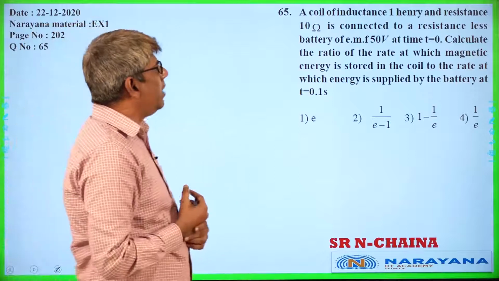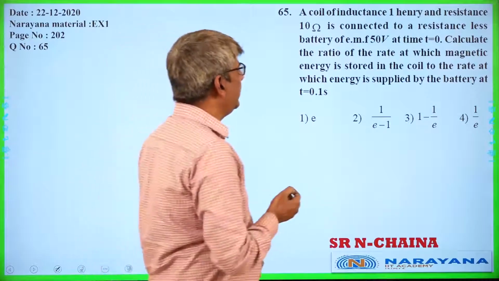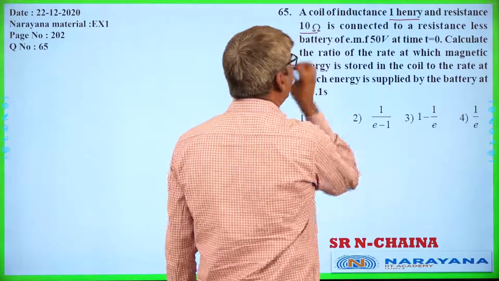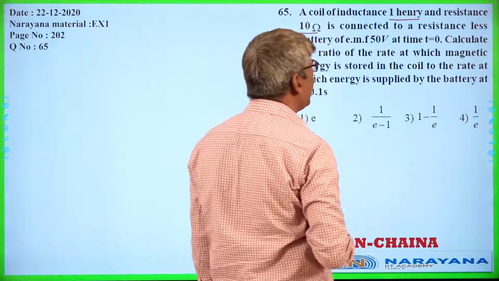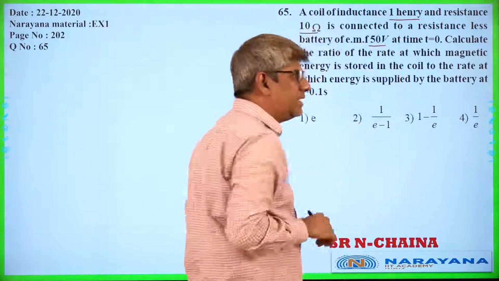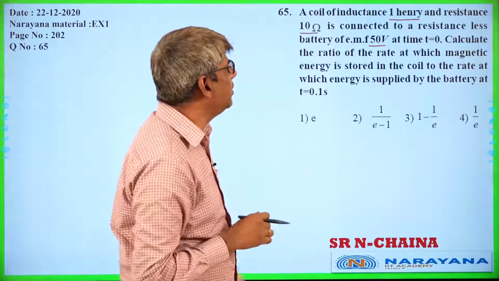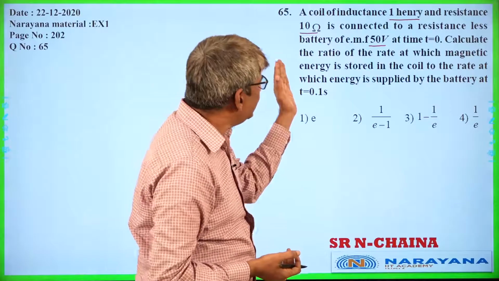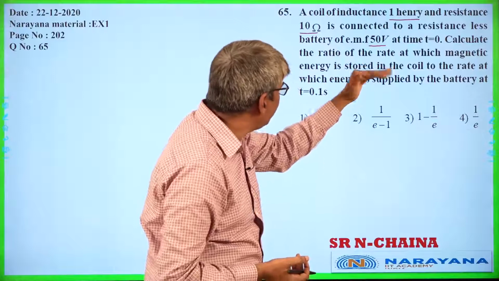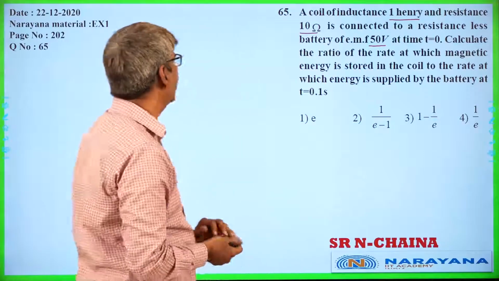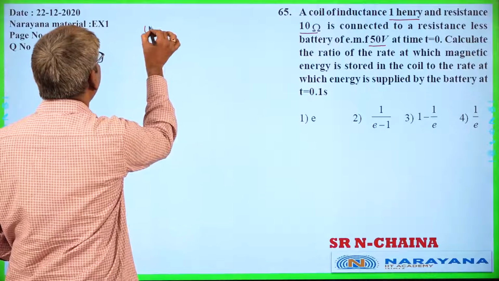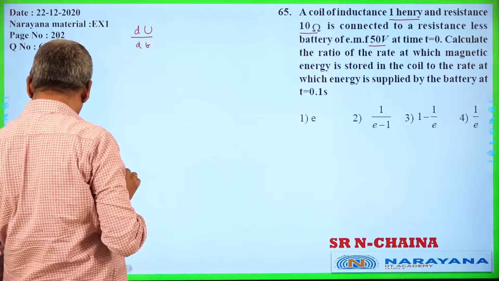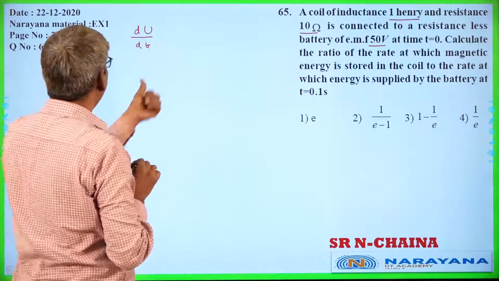Next problem. A coil of inductance 1 Henry and resistance 10 ohms, L and R, is connected to a resistance-less battery of 50 volts. Resistance-less means its internal resistance is 0, at time t is equal to 0. Now he is asking to calculate the ratio of the rate at which magnetic energy is stored in the coil. Magnetic energy means U, rate means dU by dt, stored in the coil.